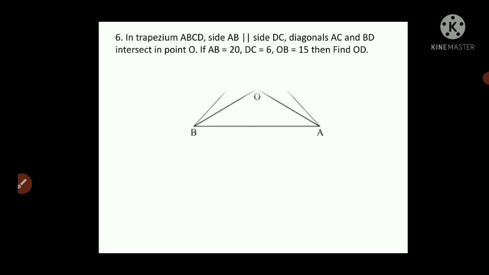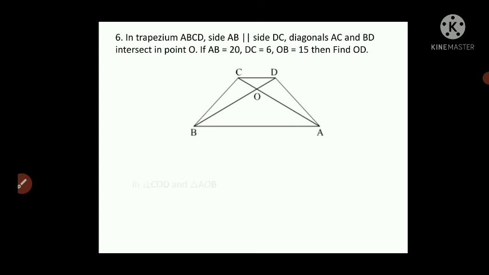Now next is question number 6. Again it is a trapezium. See the diagram. It is given that in trapezium ABCD, AB is parallel to DC. The diagonals AC and BD intersect at point O. If AB is 20, DC is 6 and OB is 15, then you have to find OD.